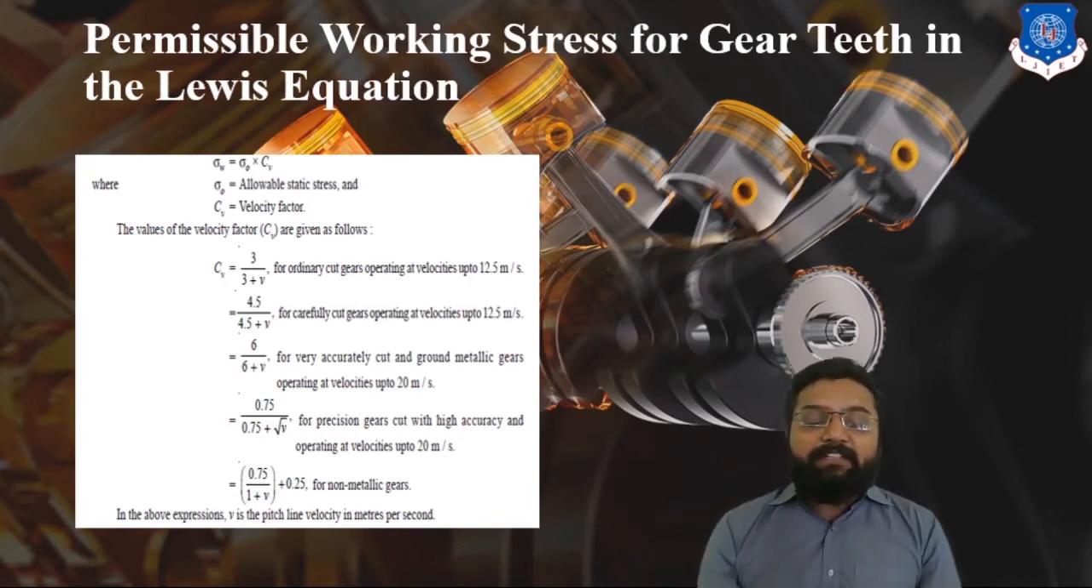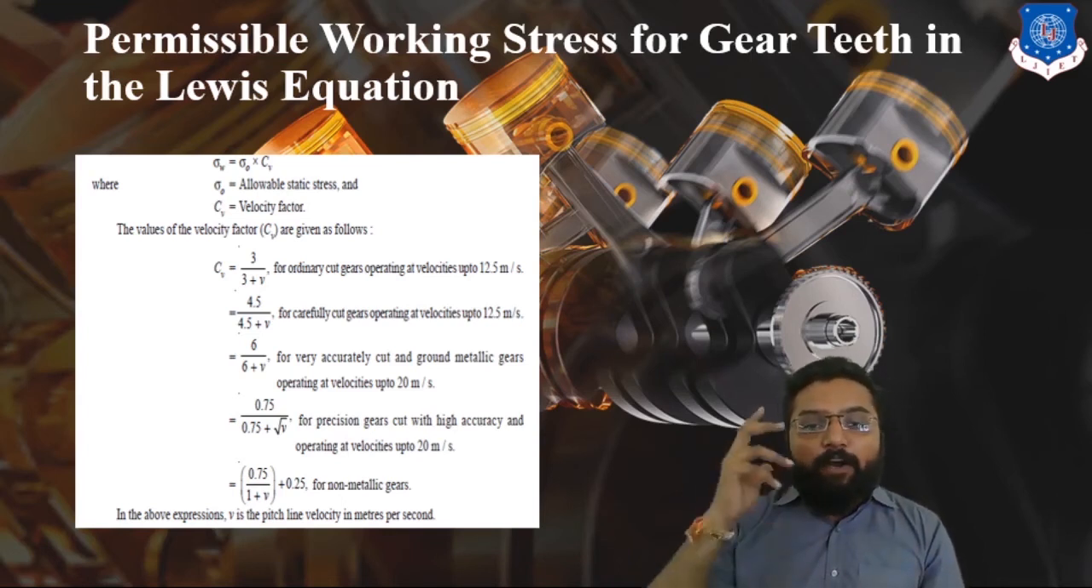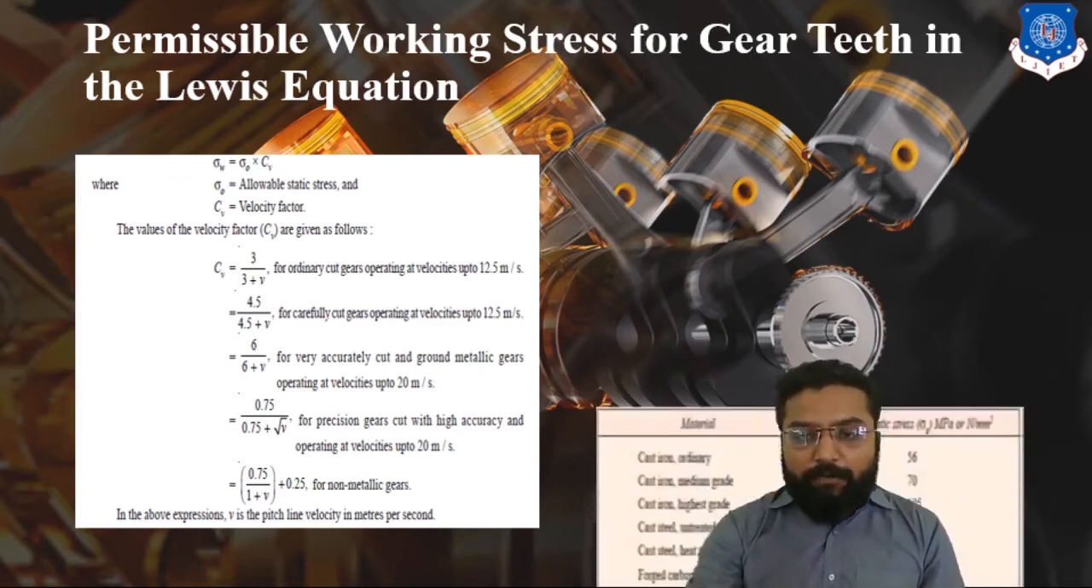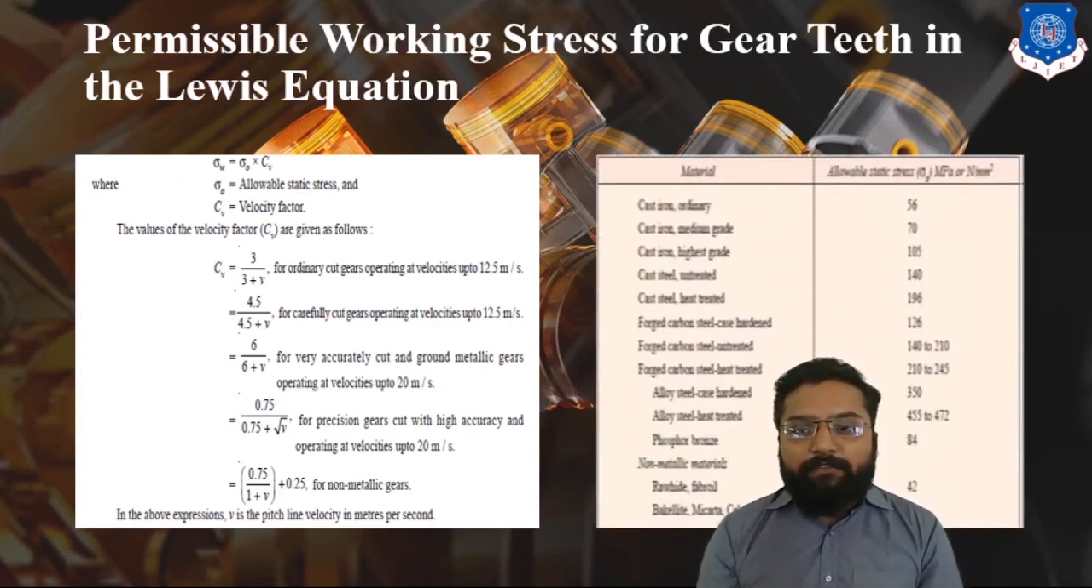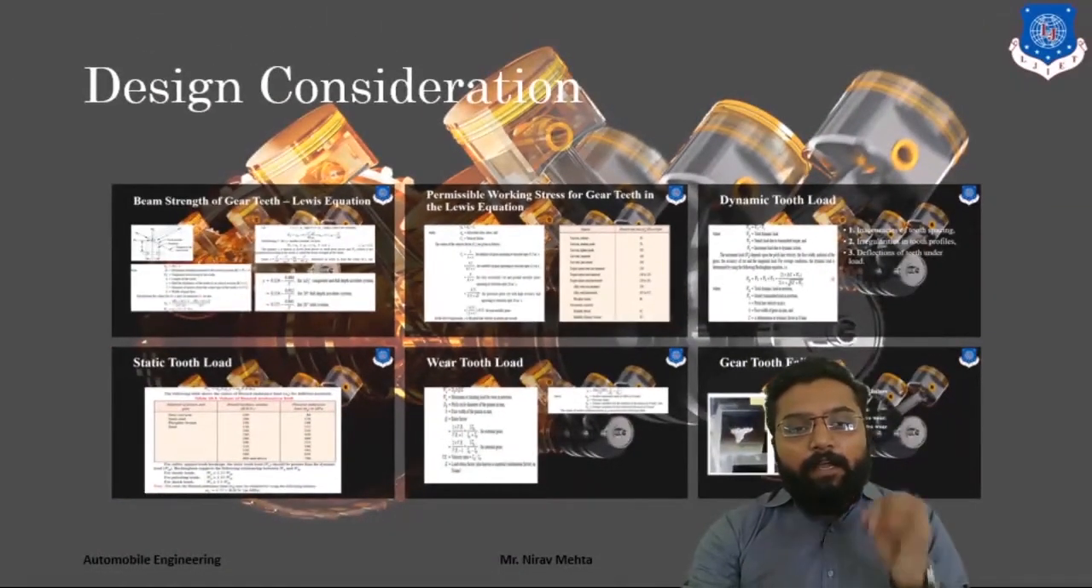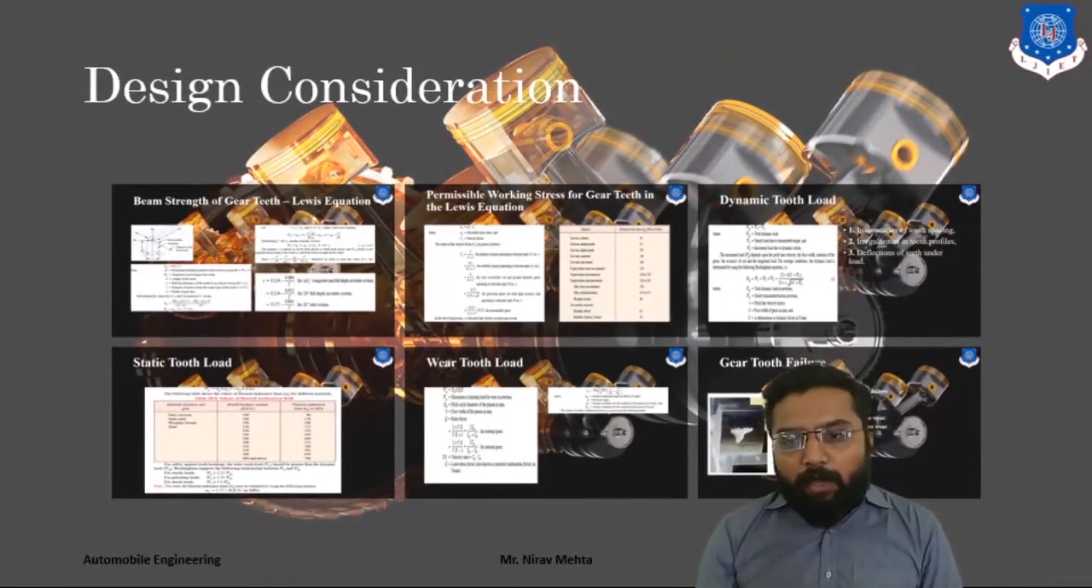This particular velocity factor is Cv, which depends on the speed or velocity of our gear. Here you can see different velocity types, and depending on them we can find different values of Cv, which depends on the velocity of your gear. Here you can find different allowable stresses for different materials, which will be given to you in the example. After that, let's talk about different types of stresses.